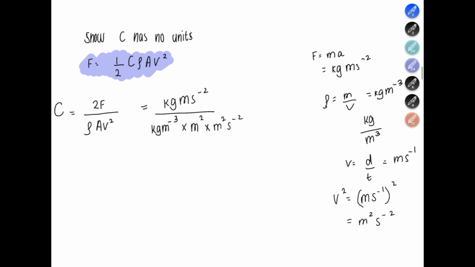Now let's simplify this one more step. Kilogram m s minus 2 divided by kg and m. Okay, so you have m minus 3, m2, and m2. Let's add them together. 1 m, just m, and then you're left with s minus 2. Okay, now can you cancel them? Yes, kilogram and kilogram, meter, meter, s and s. So you're left with just 1. So c has no units.